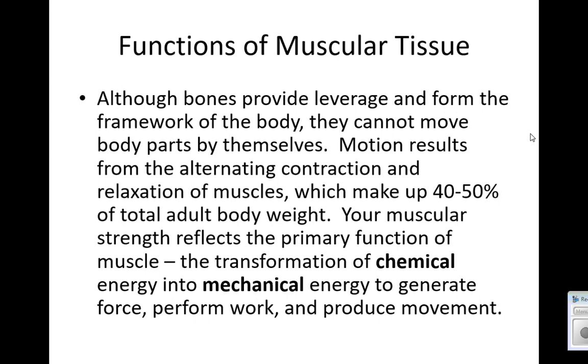Although bones provide leverage and form the framework of the body, they cannot move body parts by themselves. Motion results from alternating contraction and relaxation of muscles, which make up about 40 to 50% of our total adult body weight. There we're really just talking about skeletal muscle, which is what we'll basically be talking about for the majority of this lecture. But all three types share the same primary function, which is to convert chemical energy in the form of ATP, which we get from food, into mechanical energy. That would be motion. Okay, so that allows us to perform work, generate force, and even, as it states, to produce movement.